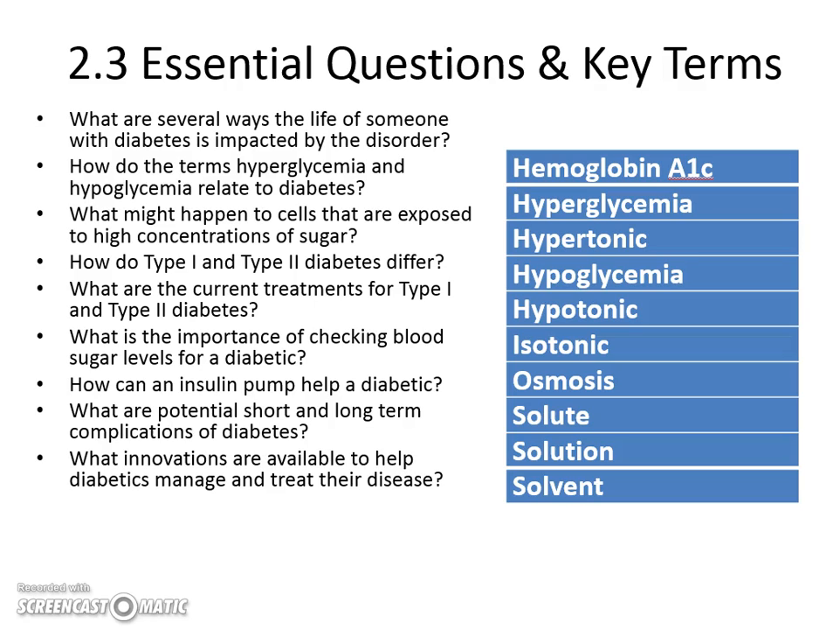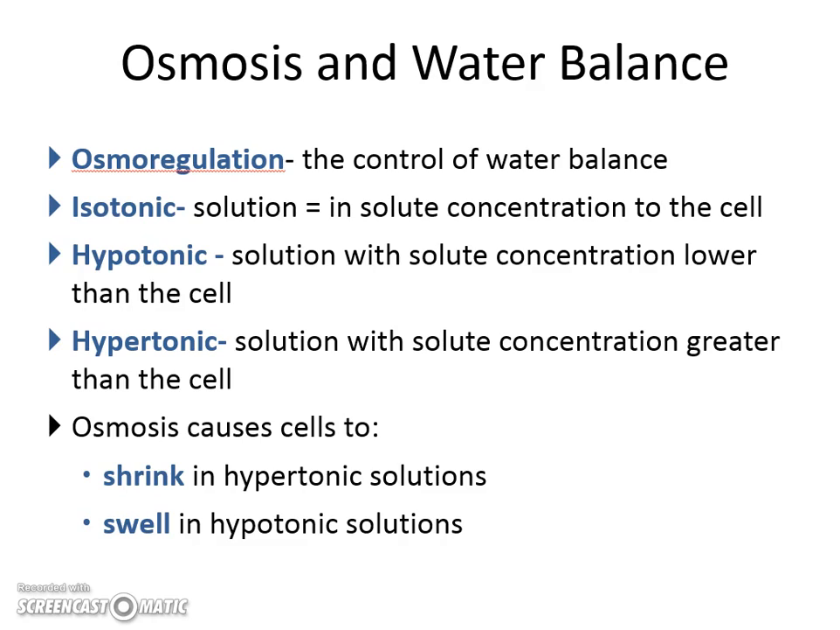Here are some of the essential questions and key terms you should be familiar with at the end of this presentation and end of activities 2.3 to know for the final and the test. Make sure you take a look at these. Here are some terms defined for you when it comes to iso, hypo, and hypertonic, talking about cells and osmoregulation, or osmo meaning water regulation, how our body regulates that.